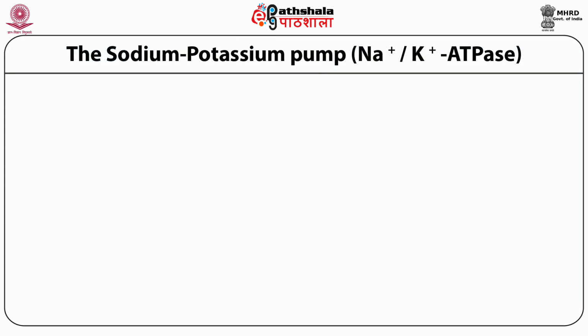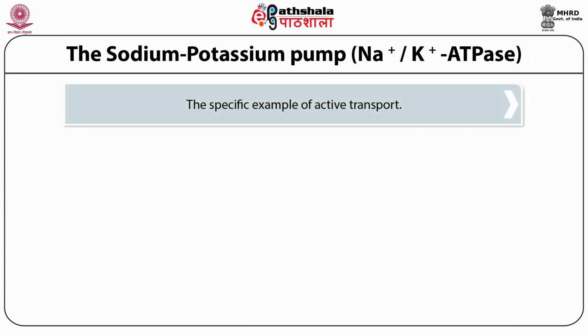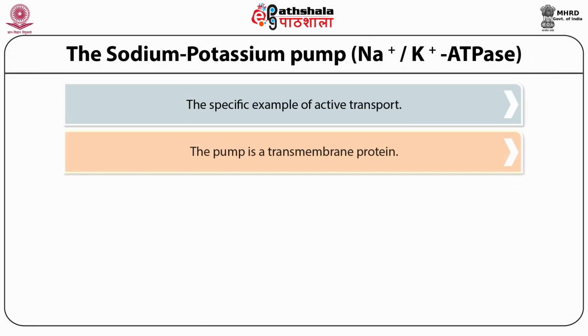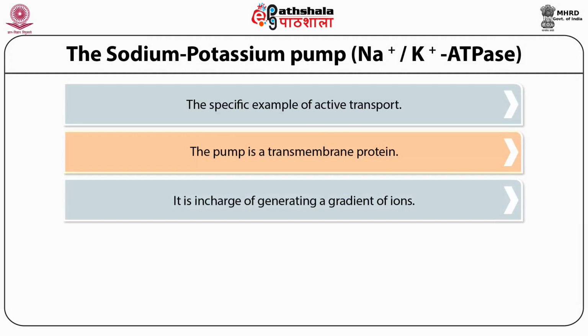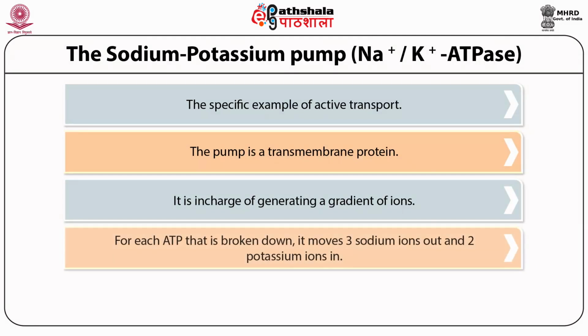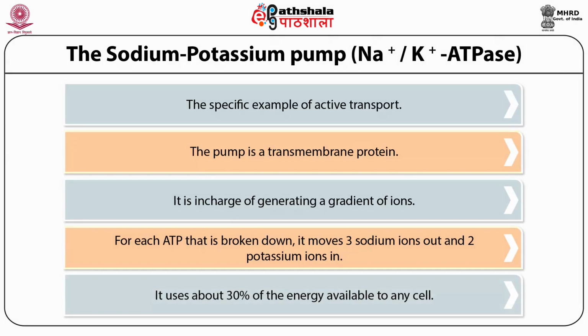Sodium-potassium pump, also known as sodium-potassium ATPase. The specific example of active transport is sodium-potassium ATPase. The pump is a transmembrane protein. It is in charge of generating a gradient of ions. For each ATP that is broken down, it moves 3 sodium out and 2 potassium ions in. It uses about 30% of the ATP energy available to any cell. It is called ATPase because it uses energy in the form of ATP breakdown.